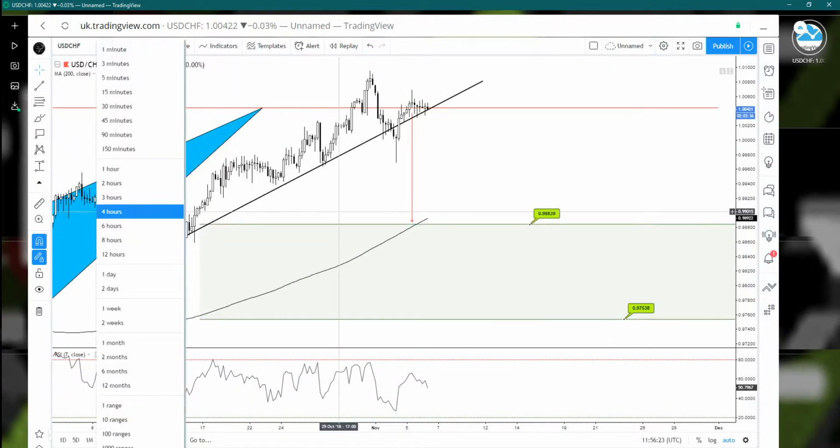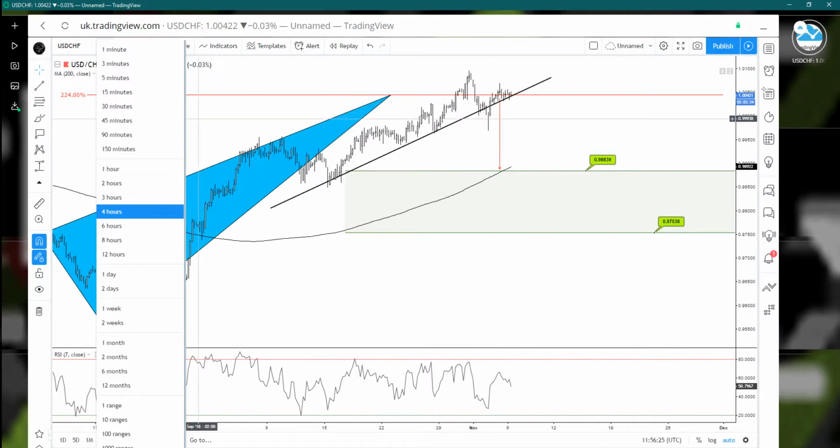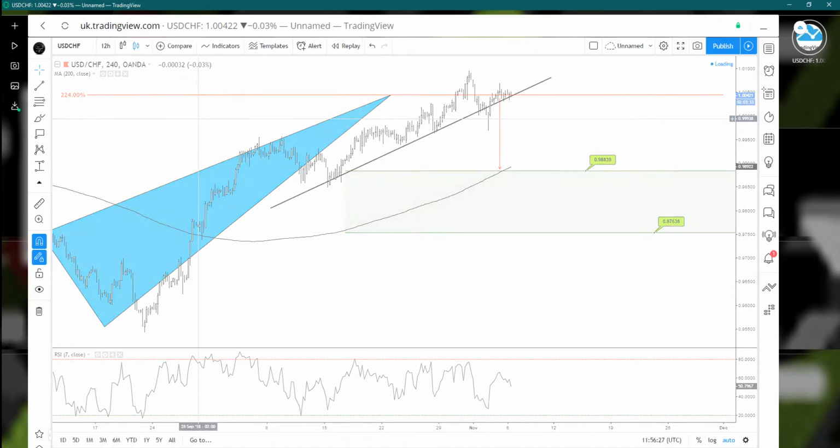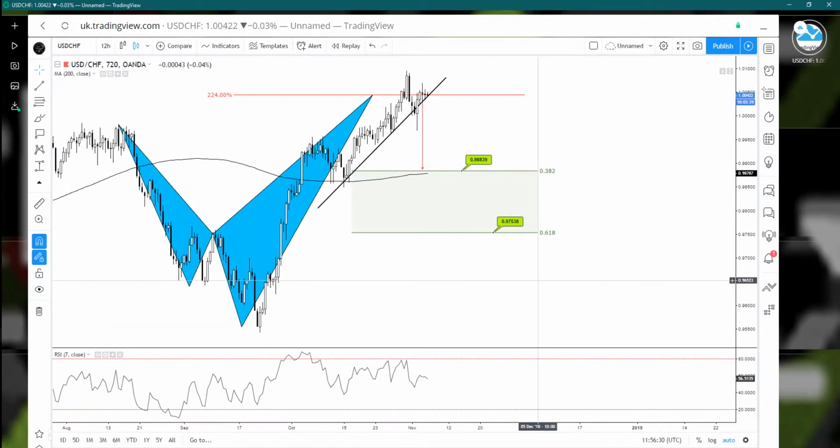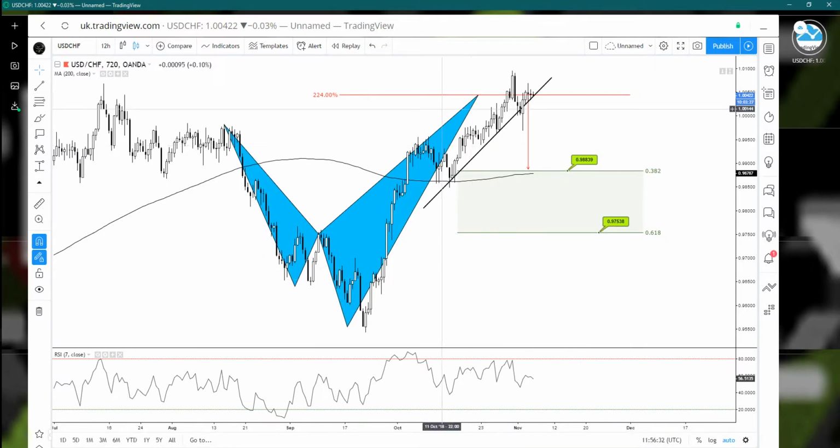Also threatening this bullish ascending trend line. I will increase this into the 12 hours time frame chart. We are trading the bearish shark pattern at 224 extension.